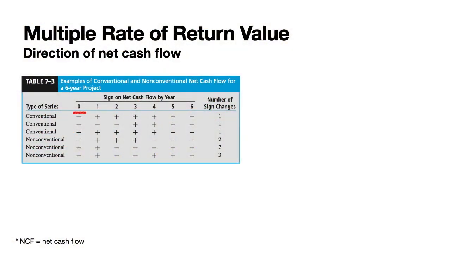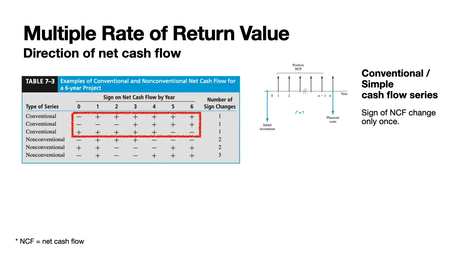If you notice, most of the cash flows used in our example only have one sign change, as in initially you invest in something and then from the next year until the end of the cash flow timeline you gain profit. Initially the cash flow is negative and then it becomes positive. That is a conventional type of cash flow because it involves one sign change. Sometimes you call it simple cash flow.